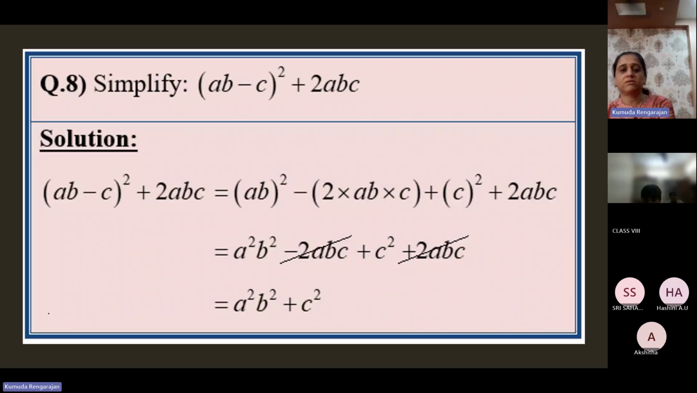See it, x square minus 2 into x into y plus y square. So you should take care of this one. By mistake, you should not write ab square. It's a squared, b squared.